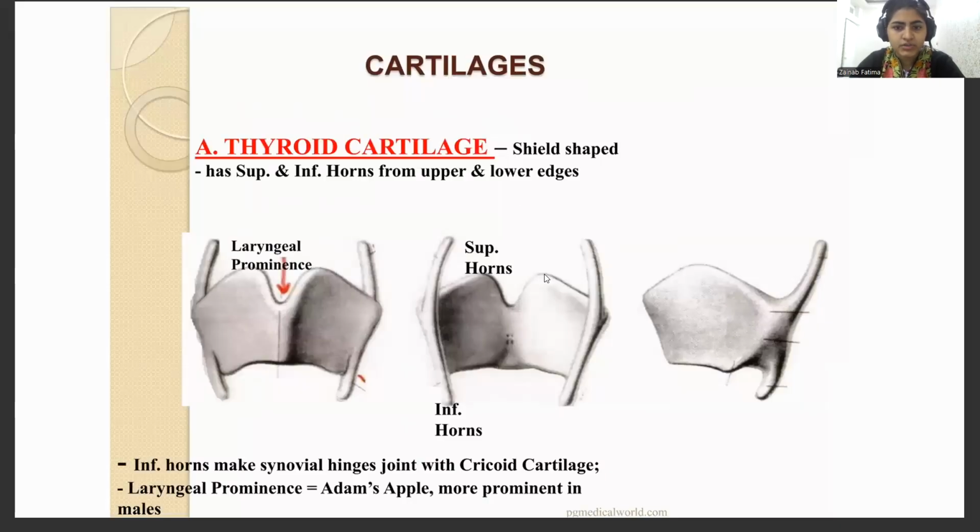Then we will see the cartilage. As you can see, it is shield shaped, and it has horns. These are the horns. This is the superior horn, this is the inferior horn. Horn-like projections. This is the laryngeal prominence. This is anterior, posterior, sagittal. Inferior horns make a synovial hinge joint with the cricoid cartilage. The laryngeal prominence, or Adam's apple, is more prominent in males. As you can see, the Adam's apple that we can see is more prominent in males.